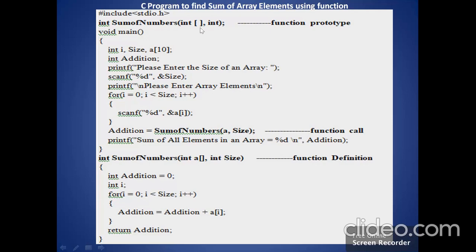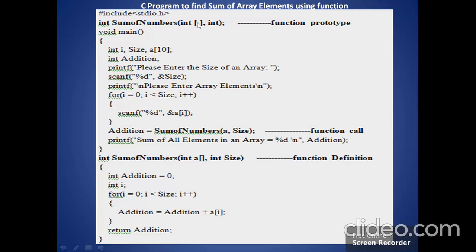So consider the function declaration: int sum_of_numbers(int [], int); Inside the bracket, we put int, then an empty square bracket, then a comma, then another int, then we close the bracket and put the semicolon. The first int represents the data type of the value the function will return to the calling function. The sum of numbers is the function name. Then inside the bracket, we put two arguments. The first argument is int with a square bracket.